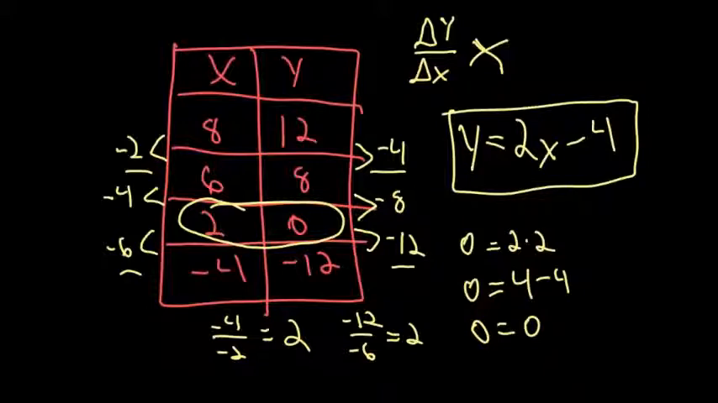And just to test it, I can do 2 times 8 is 16. 16 minus 4 is 12. That one works. 2 times 6 is 12. 12 minus 4 is 8. 2 times negative 4 is negative 8. Negative 8 minus 4 is negative 12. So it worked for all the values, so I know my function is correct there.